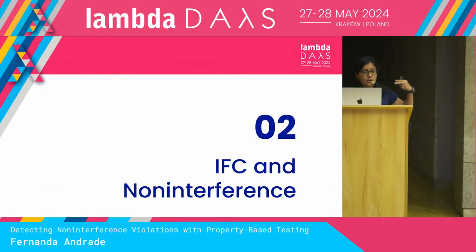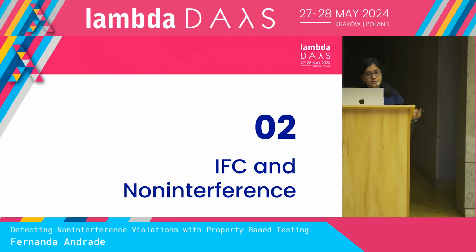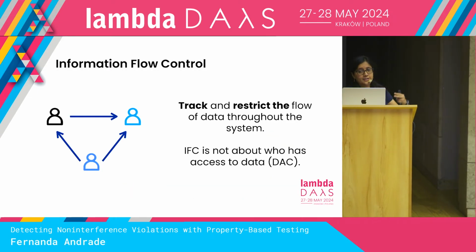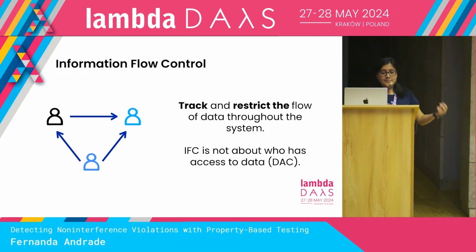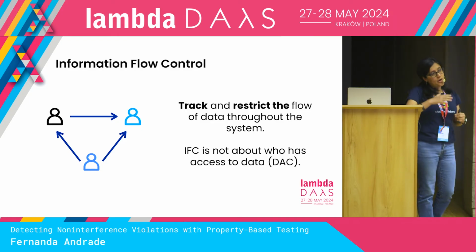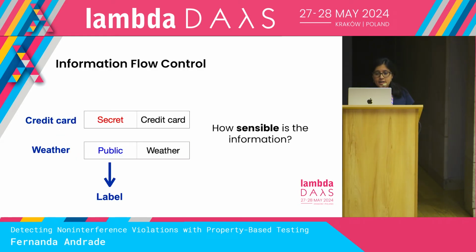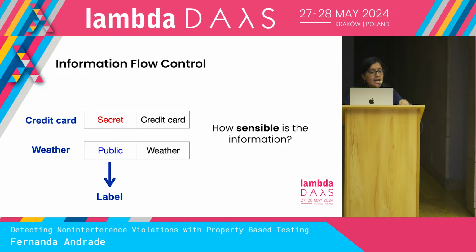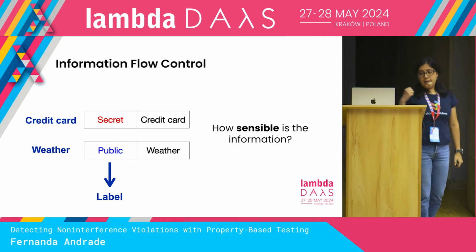So let me go and discuss information flow control and non-interference again, because this will help us to understand how we can do that. As I mentioned before, information flow control is about tracking and restricting how the information goes through a system. It's not about who accesses, but how the information flows through that system. In order to do that, we do it with 2 key aspects. We track the information, and we impose some restrictions and control over this information. And in order to do that, we use labels.